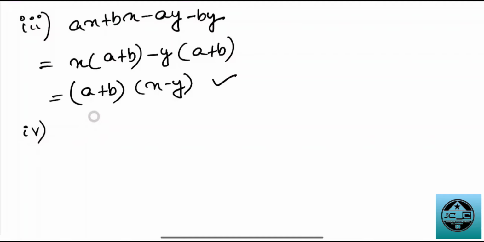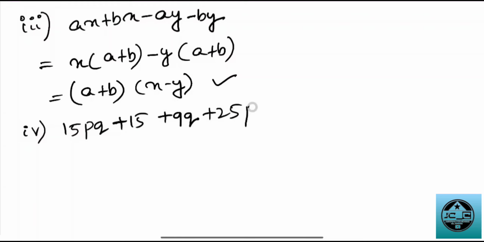What is the fourth one? 15pq plus 15 plus 9q plus 25p. Now listen. With 15, 15, 9 or 25, right? You can do either way. 15pq with the 25p. Now look.